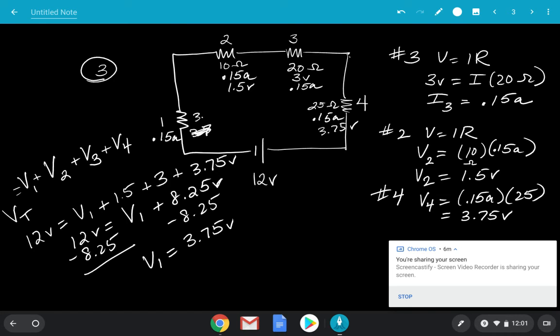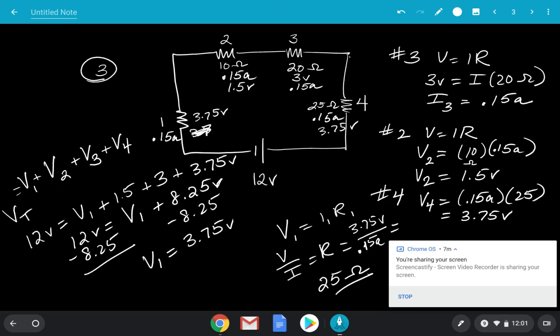Whoops, let's see if I can write it correctly. 3.75 volts and 0.15 amps. Let's figure out the resistance for number 1. What we're going to do is look only at this one. We're going to take our voltage divided by our current. That will give us our resistance. So 3.75 volts divided by 0.15 amps is 25. So our resistance on that first one is 25 ohms. There we go. There's number 3 figured out.